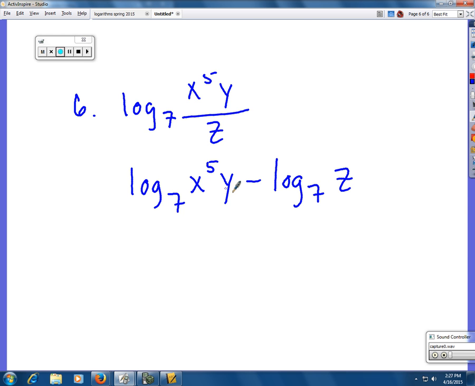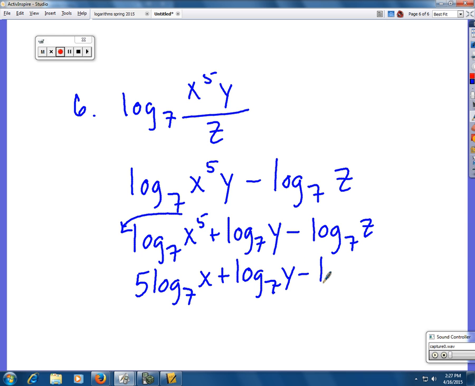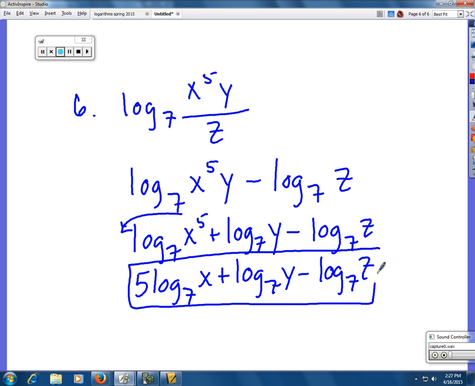Second step, I need to break this up using the product property. So I have log base 7 of x to the 5th plus log base 7 of y, and I still have this second term, minus log base 7 of z. And last but not least, you have to use the power property to get rid of any exponents. So I take that 5 and put it in front. So I have 5 log base 7 of x plus log base 7 of y minus log base 7 of z. That there is your answer. Okay, we're ready for number 7.